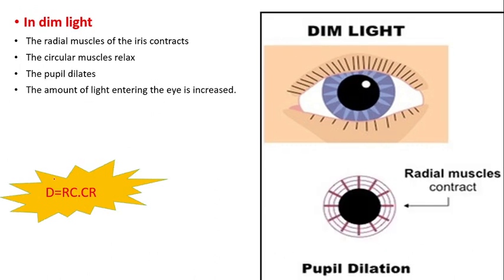During dim light it is the exact opposite of what happens during bright light. The radial muscles of the iris contract, and the circular muscles now relax. The pupil dilates, it increases in size during dim light, and the amount of light entering the eye is increased. So basically that's your pupillary action. It shouldn't take that long to understand.